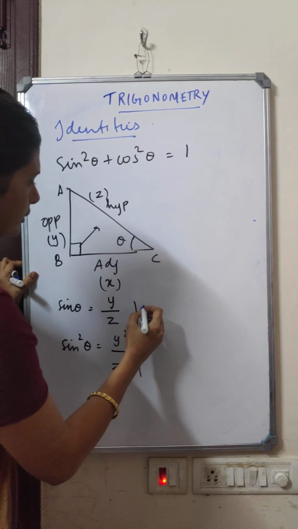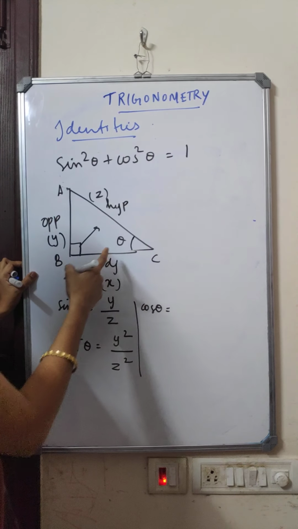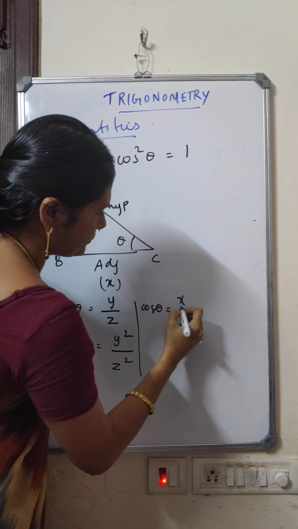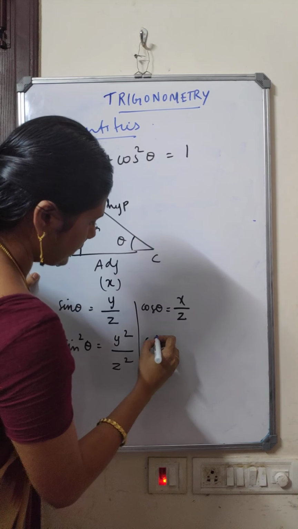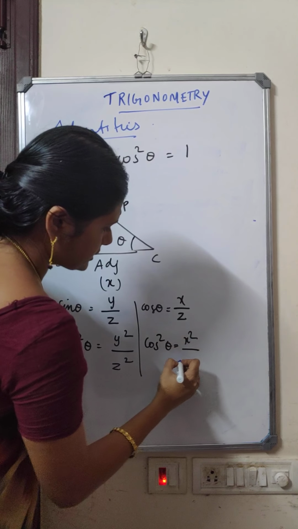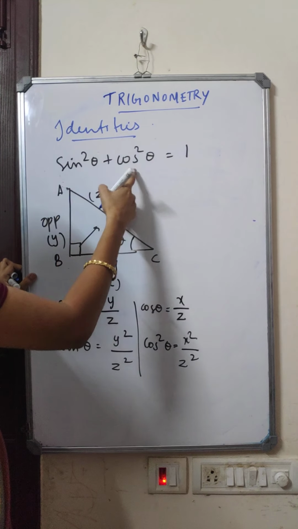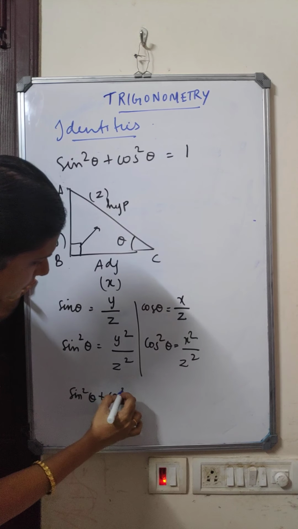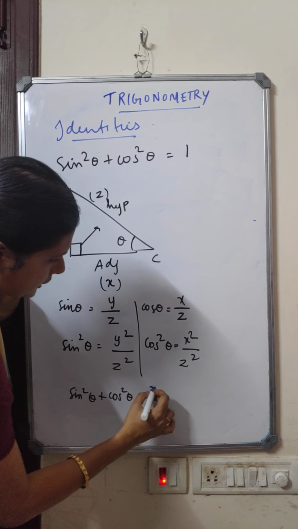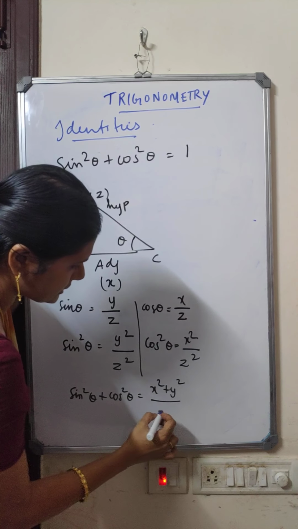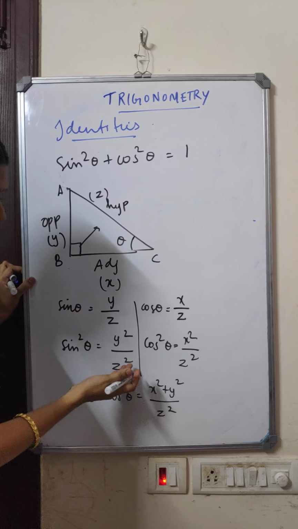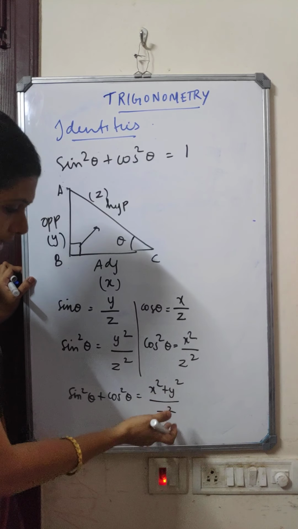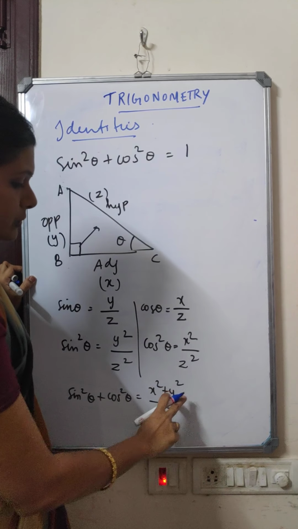Then what is cos theta? Cos theta is equal to adjacent side by hypotenuse, so x by z. Then what about cos square theta? X square by z square. Add both. Sin square theta plus cos square theta is equal to x square plus y square by z square. I am adding both, right? The denominator is the same, so you take the denominator as it is, then add the numerators. So x square plus y square by z square.